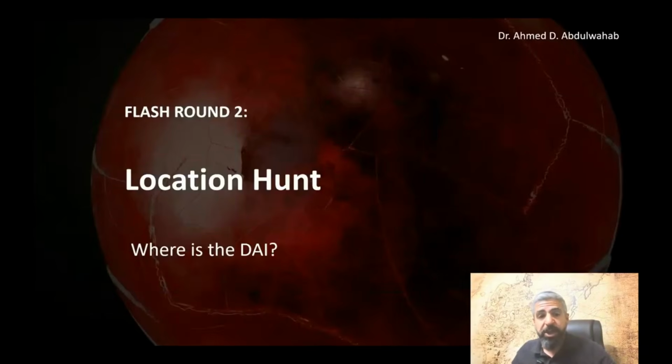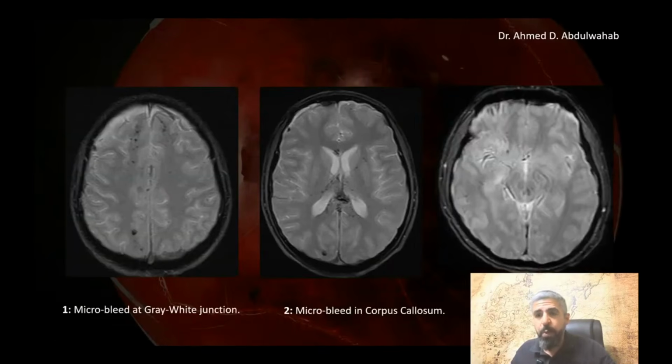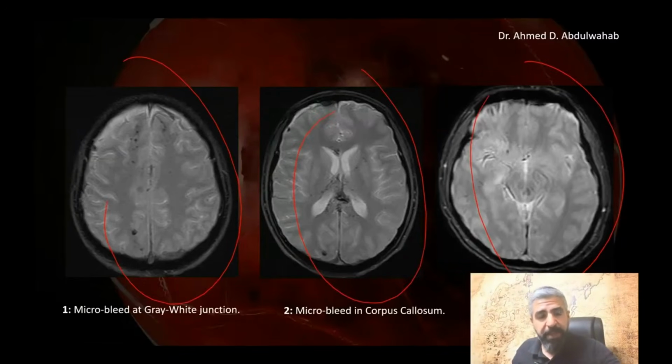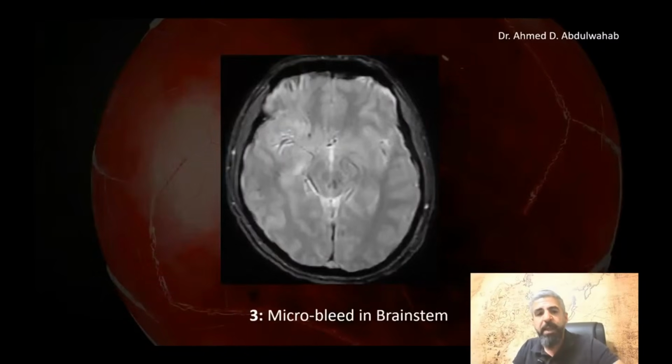It's called the location hunt. Where is the diffuse axonal injury? Look here. Which location is the most severe? Is it 1, 2, or 3? Is it the microbleed at the gray-white matter junction? Is it the microbleed in the corpus callosum? Or is it the microbleed in the brainstem? Although it's the smallest microbleed, the brainstem microbleed is very dangerous. Brainstem involvement is the most critical stage of diffuse axonal injury.